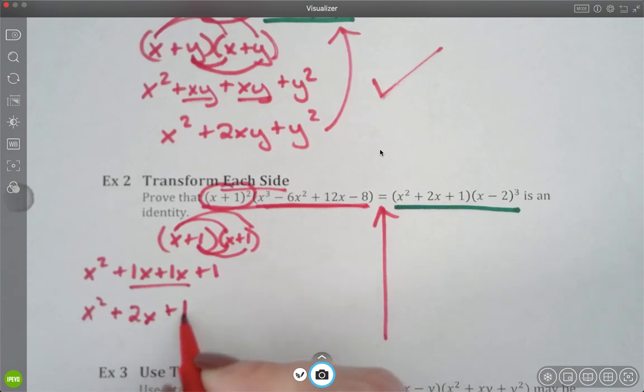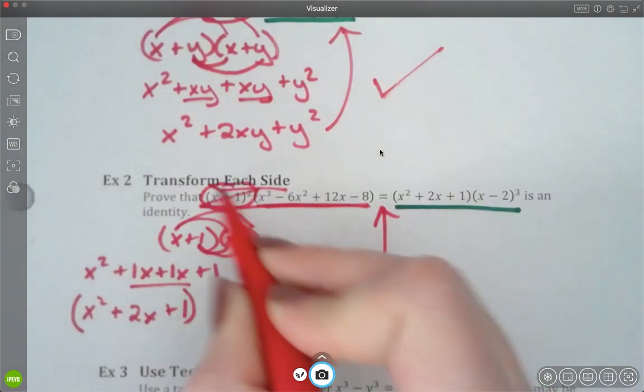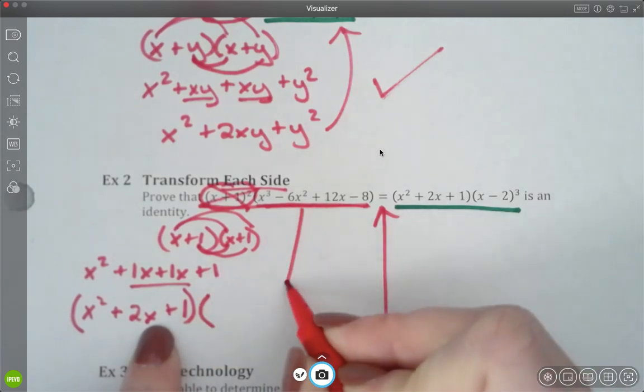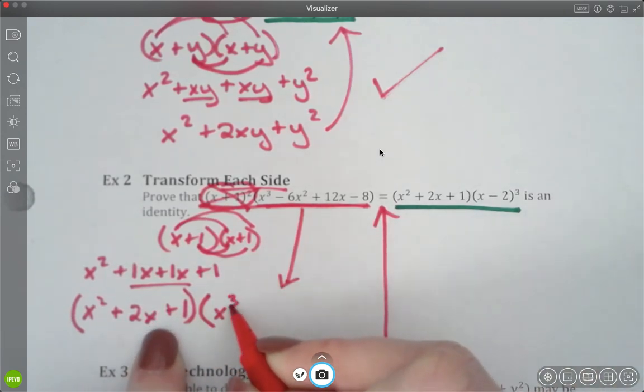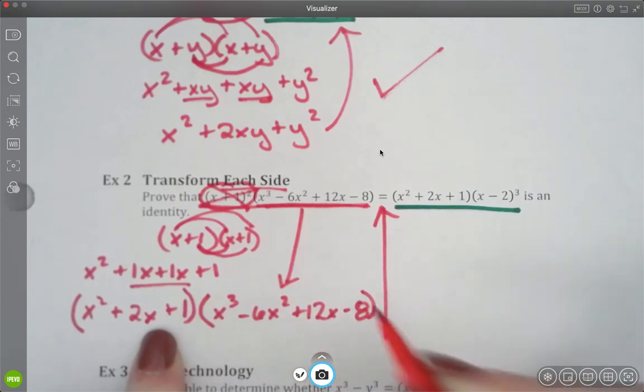Equals the other one. So you guys were already starting to figure it out. This piece right here, we just did that, and he became this guy. So I'm going to just rewrite this one down here: x cubed minus 6x squared plus 12x minus 8. And some of you guys are already figuring this out.